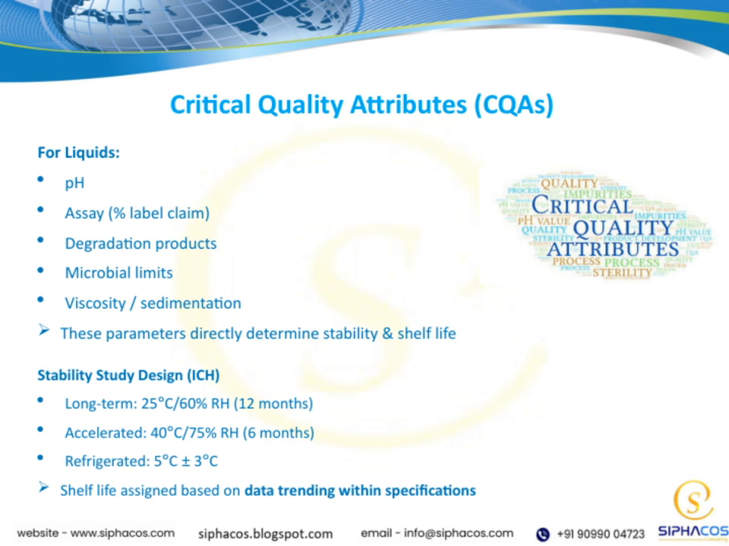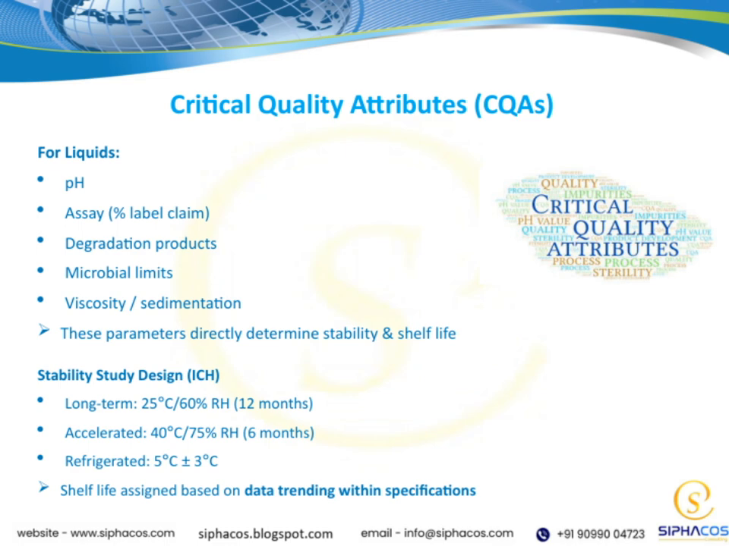Now, moving to the stability study design based on ICH guidelines. For long-term stability, we typically test at 25 degrees C with 60% relative humidity over 12 months. This simulates normal storage conditions. For accelerated stability testing, we use 40 degrees C and 75% RH for about 6 months, which helps us predict how the product might degrade faster under stress.